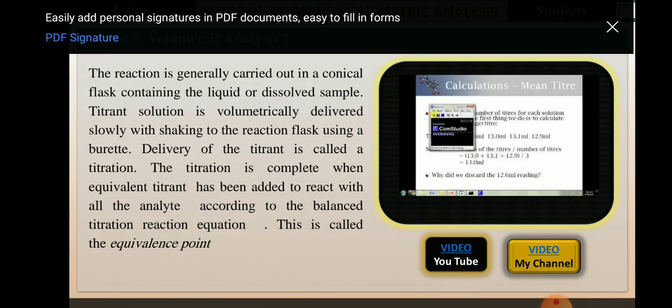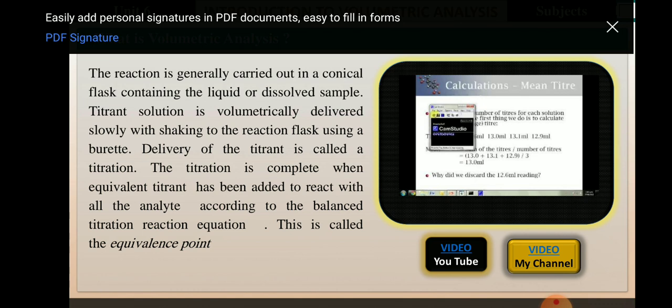Next, the reaction is generally carried out in a conical flask containing the liquid or dissolved sample. Titrant solution is volumetrically delivered slowly, with shaking, to the reaction flask using a burette. Delivery of the titrant is called titration. And the next definition is titration. First is analyte, second is titrant, next is the titration.